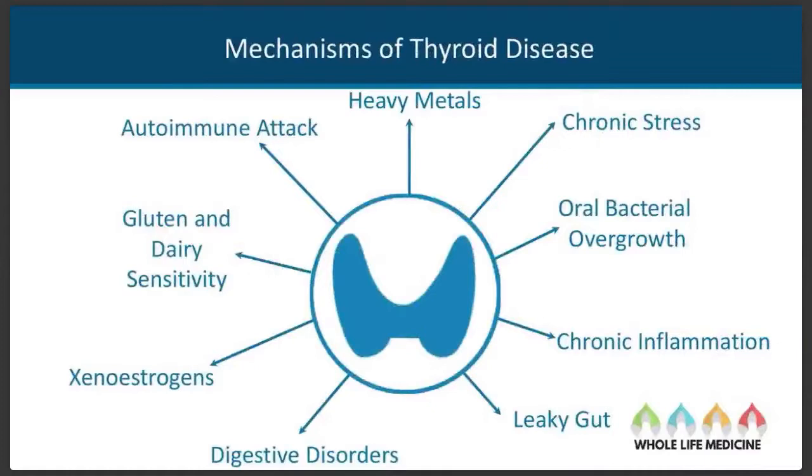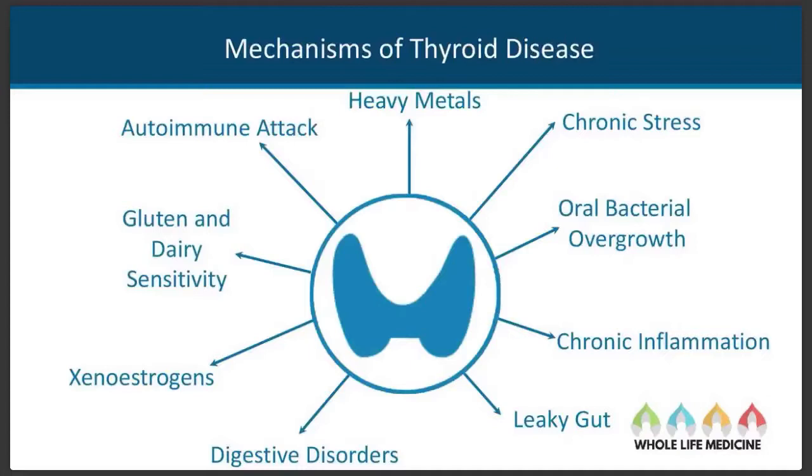So let's take a look at some of the mechanisms of thyroid disease. I'm going to start here right at kind of 12 o'clock. Exposure to heavy metals can actually be a cause of thyroid disorders. Studies have shown that mercury exposure is associated with higher levels of thyroid antibodies. And what's more, the reduction of thyroid antibodies has been observed after the removal of sources of mercury exposure. So mercury can contribute to autoimmune thyroid disorders like Hashimoto's thyroiditis.